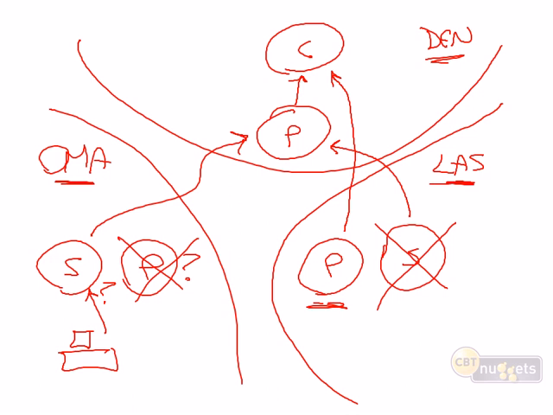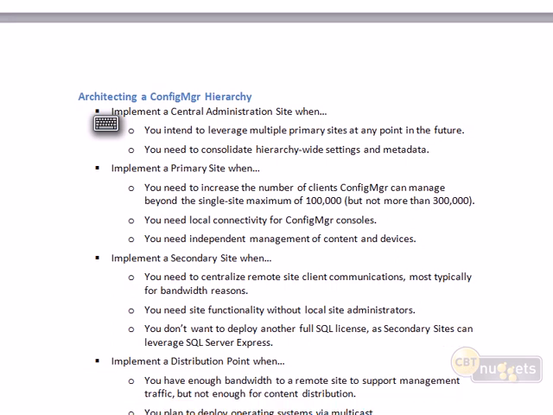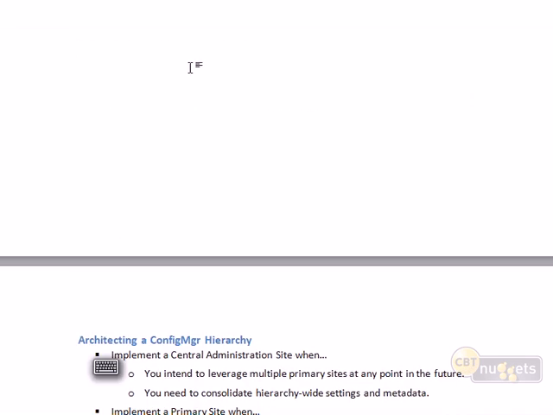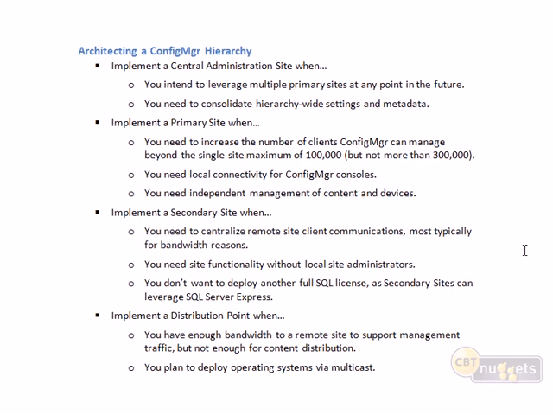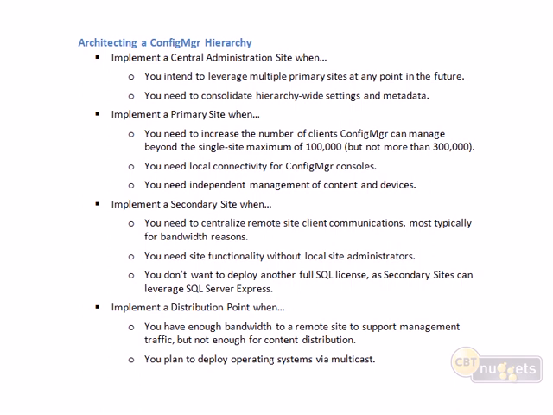Number one is network latency, so geographic locations that are separated by WAN links. And number two is how much do you trust the people that are there, or how much local control do you want to have for the people that are in that location. So let's take a look now. All right, so I've got this whole notion of the config manager hierarchy. So I put here a couple of just little interesting points about when you might implement these various configurations.